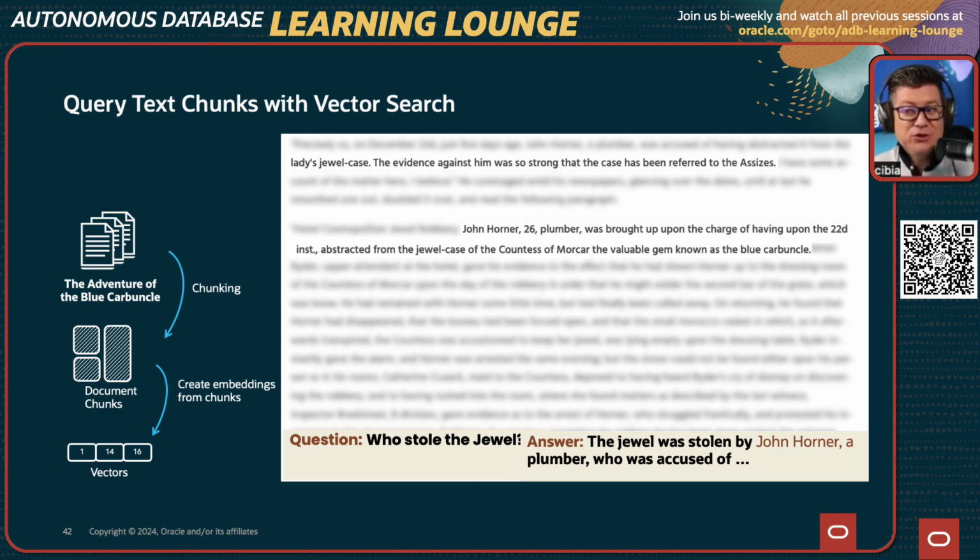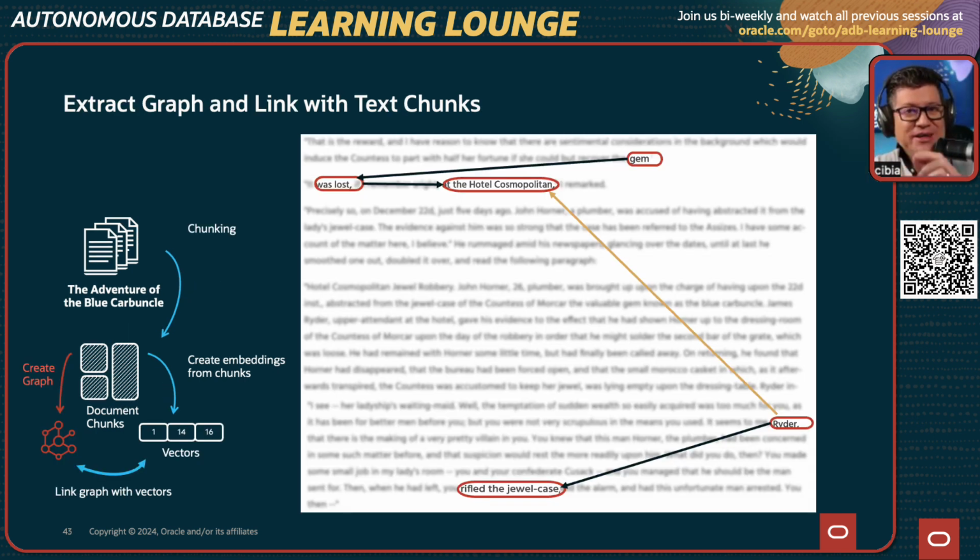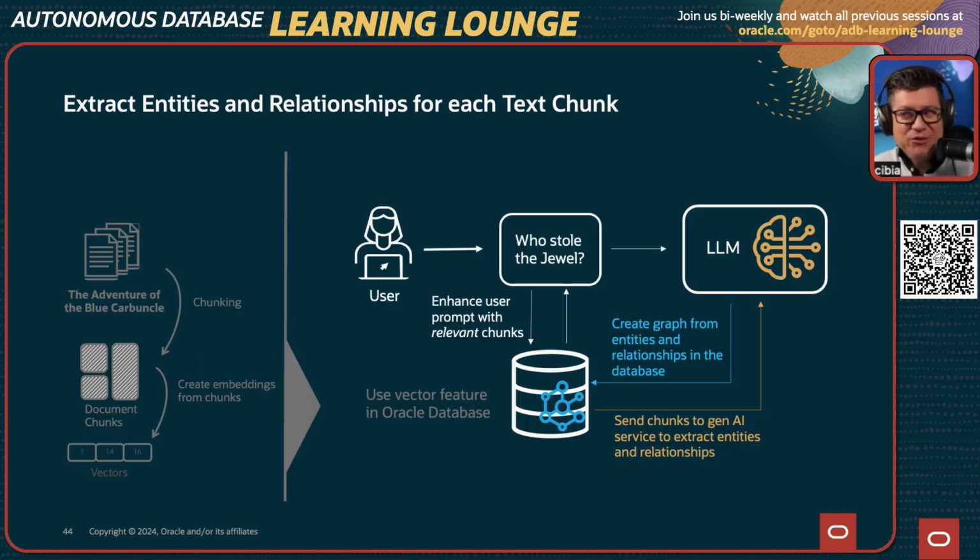So instead of the normal process, which might answer that it was John Horner, because that guy was closest to the carbuncle in the story, the graph is going to find the relationships between those things. It will find that there is a relationship between a different guy and the hotel, and other people related to that jewel. In essence, it allows you to enrich that process.